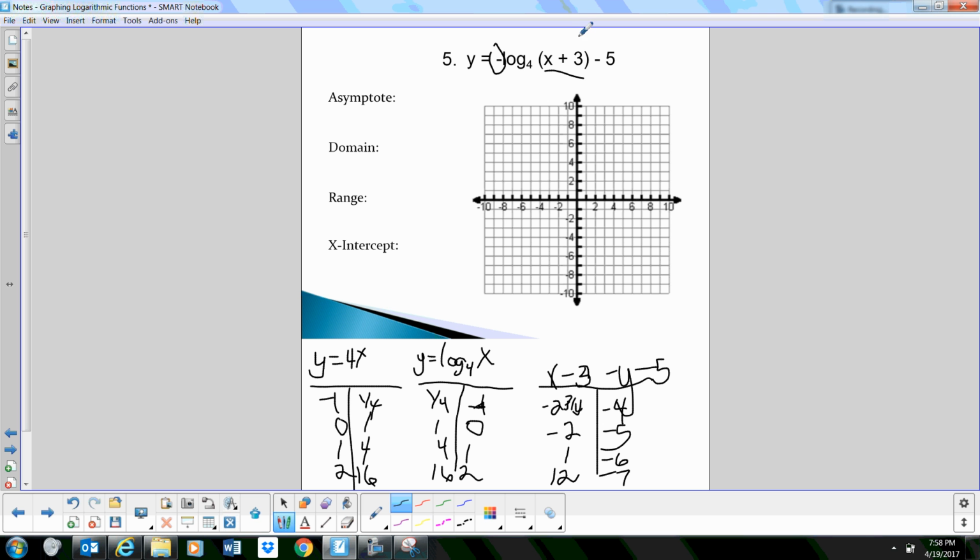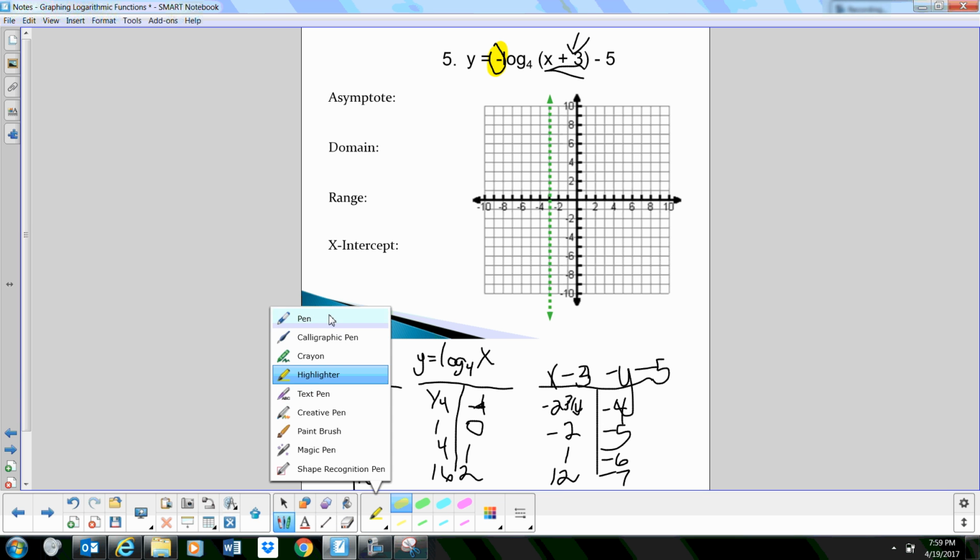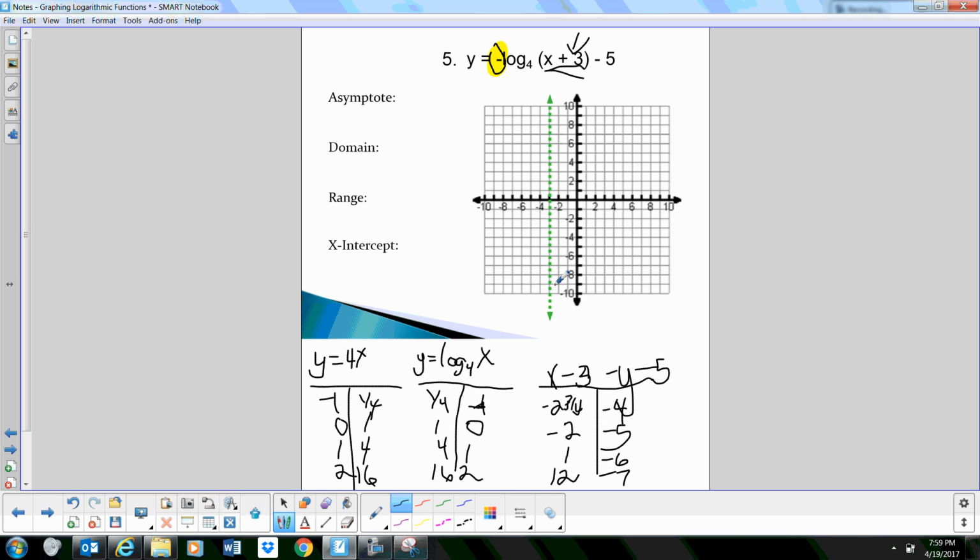Now, what makes our asymptote, or where's our asymptote? So what makes this 0? Well, what makes that 0 is negative 3. So let's plot our graph, our asymptote at negative 3. Now, what's slightly different about this one is we have a negative right here. Okay, what does this negative do? Well, that is a reflection over the x-axis. So I know instead of this coming from negative up, it's going to reflect. It's going to come from the positive direction and then down. Okay, so that's what's going to happen.